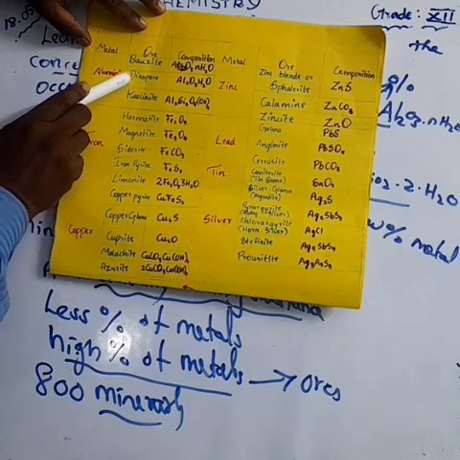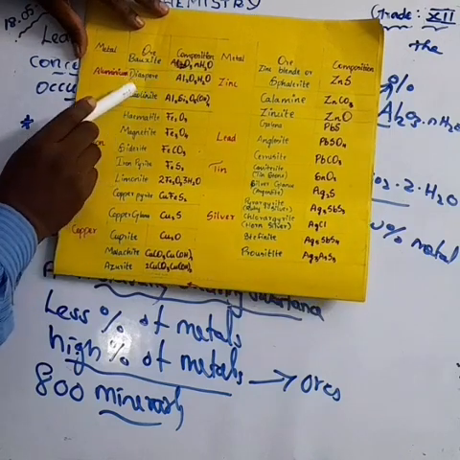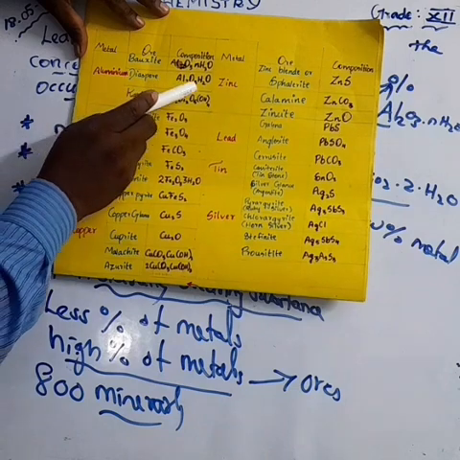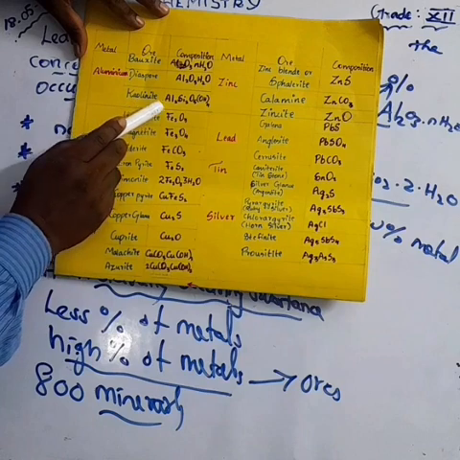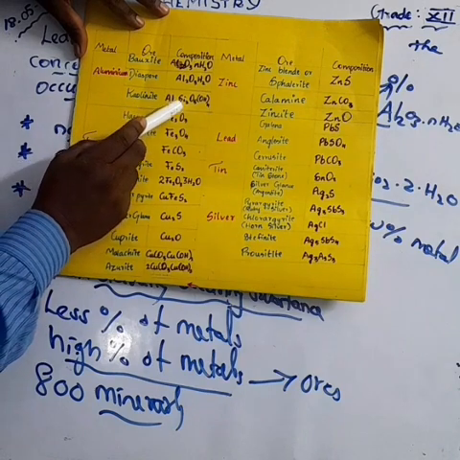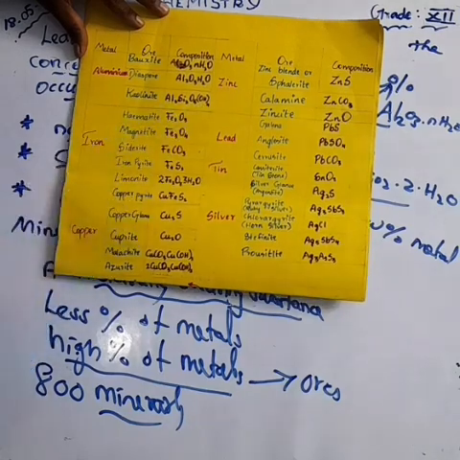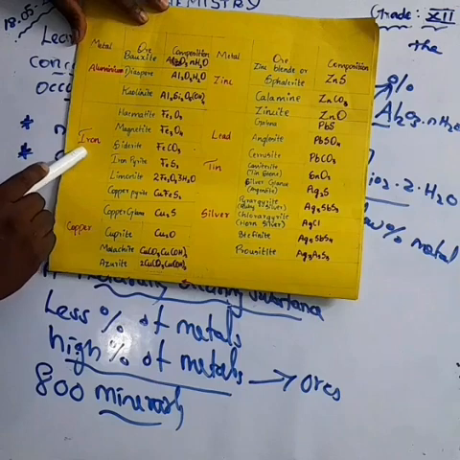The formula is Al2O3·nH2O. Next one is diaspore, the formula is Al2O3·H2O. Next one is kaolinite. The formula is Al2Si2O5(OH)4. Next we will discuss iron.